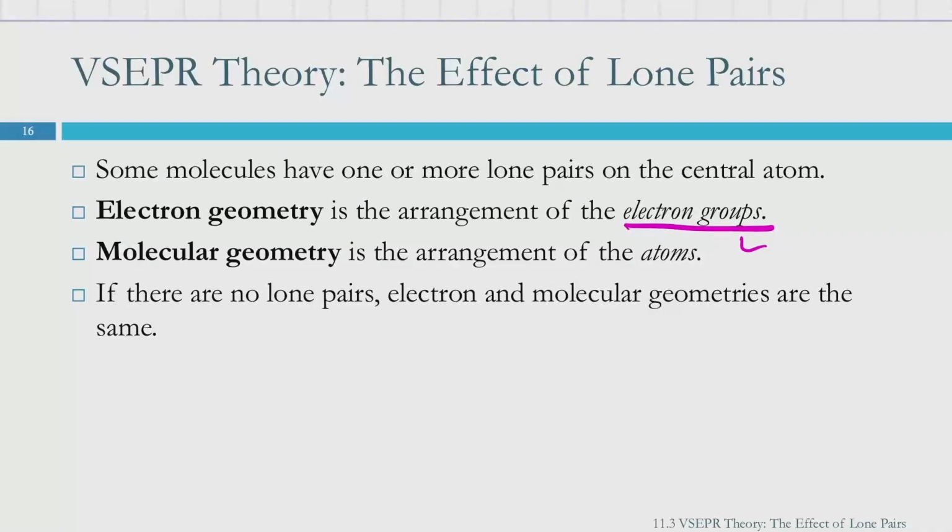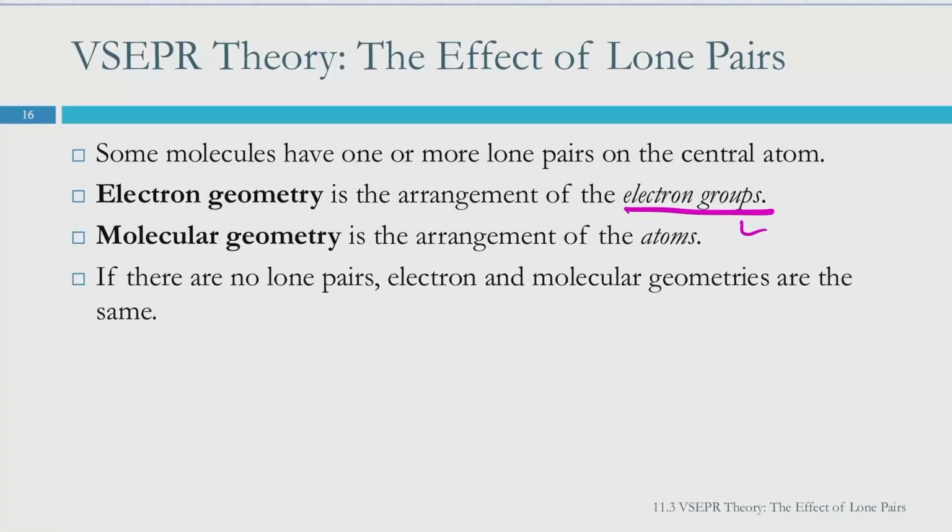Electron groups are lone pairs, any number of bonds, single, double, or triple, they each count as one, and single electrons, like in odd electron species. Those all count as electron groups, and those determine the electron geometry. The molecular geometry is based on the arrangement of the atoms.